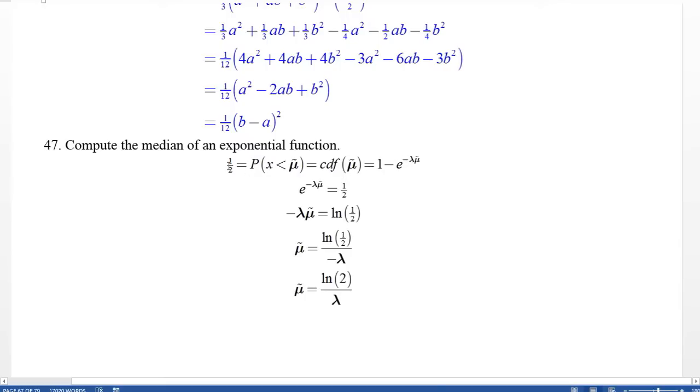So I subtract 1/2 from each side. That gives you 1 minus 1/2 is 1/2. Add e to the minus lambda times the median, and that gives you this.